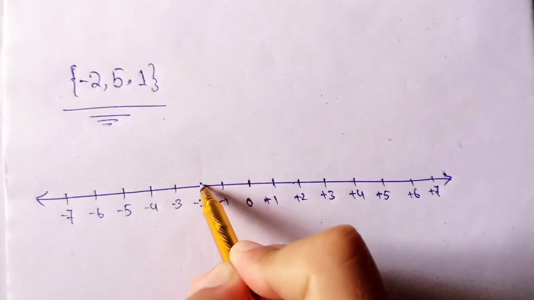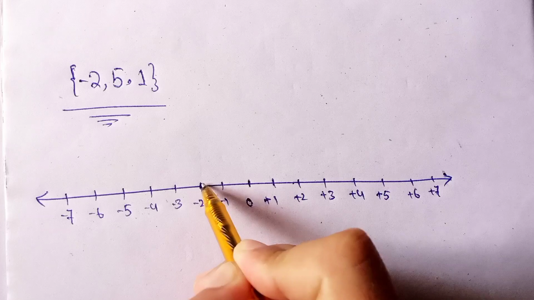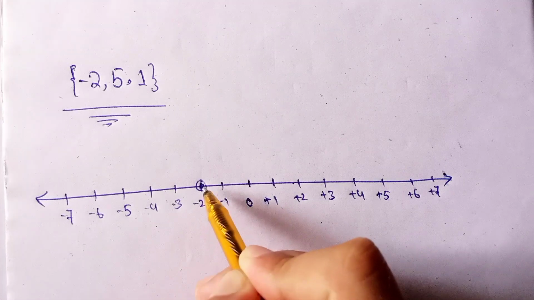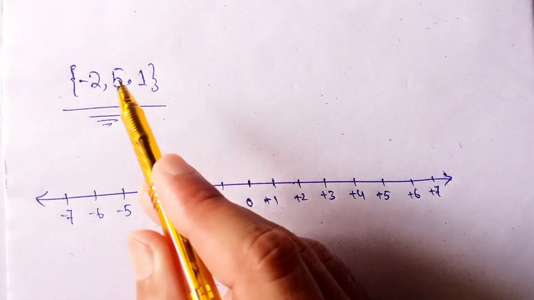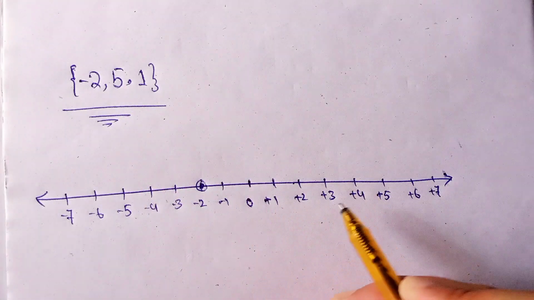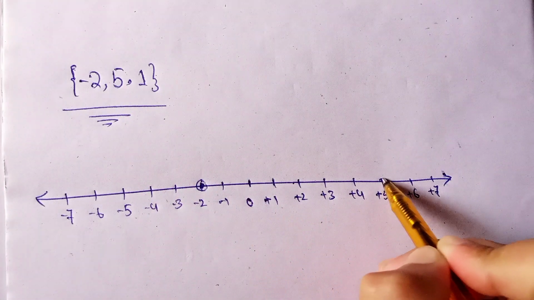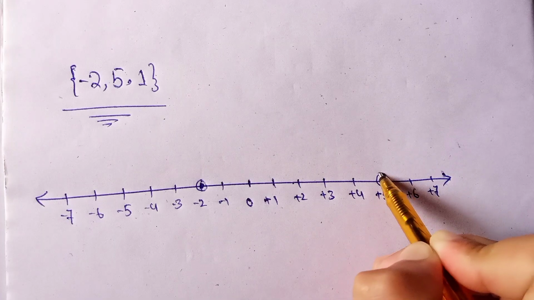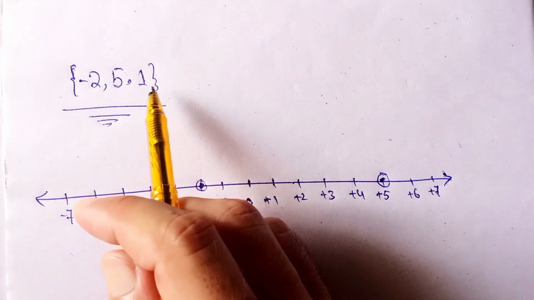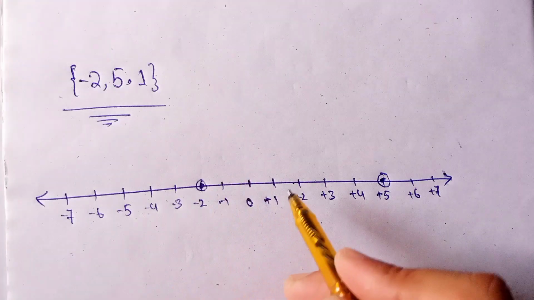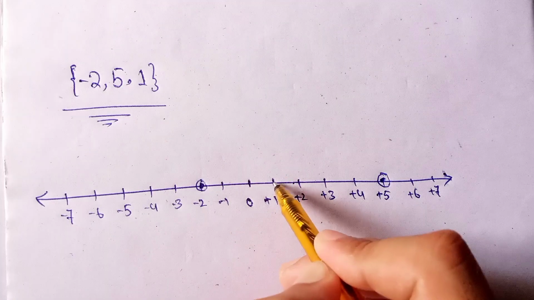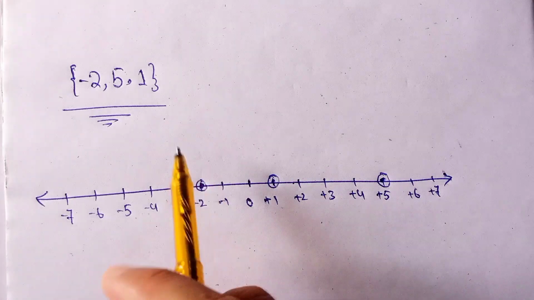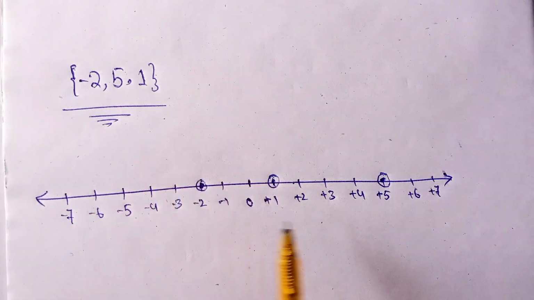Now, to represent the integers on the number line, first of all, we will represent negative 2 on the number line. Simply mark a point on it and draw a circle around it. So this is the representation of negative 2 on the number line. Now we will draw a 5 on the number line. So this is 5. Mark a point over 5 and draw a circle around it. Now we will represent 1 on the number line. So here this is 1, mark on it and draw a circle around it. So this is the representation of the set of integers on number line.